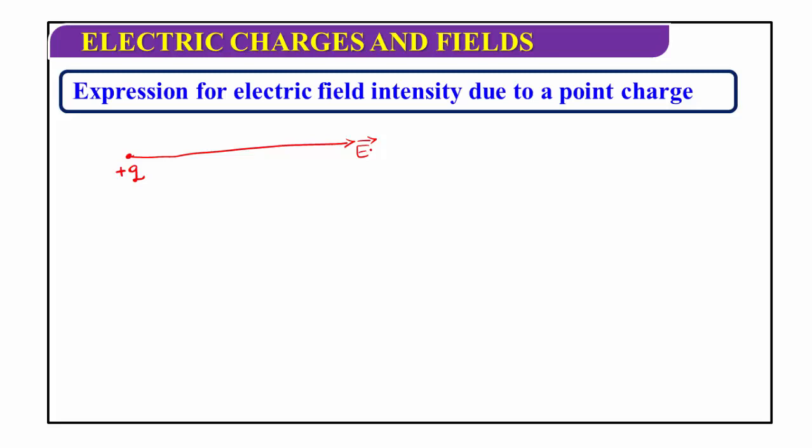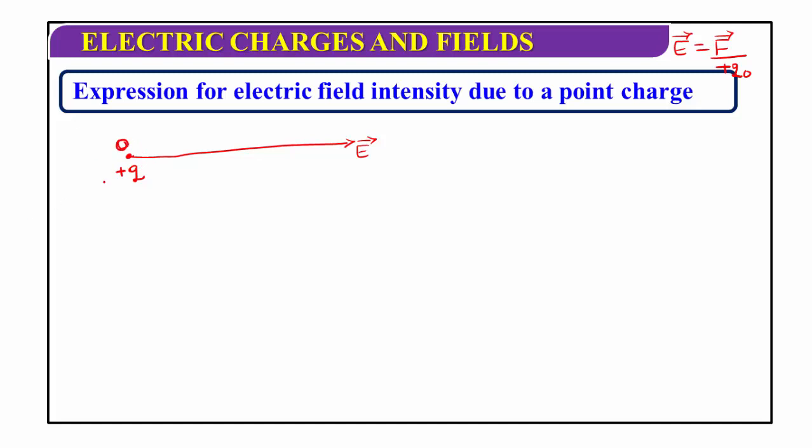Expression for electric field intensity. Electric field intensity means the force experienced by a charge placed at that point per unit positive charge. Mathematically, the formula is vector E equals vector F divided by plus q naught. Expression for electric field intensity due to a point charge. Now I consider a point charge plus Q at O.